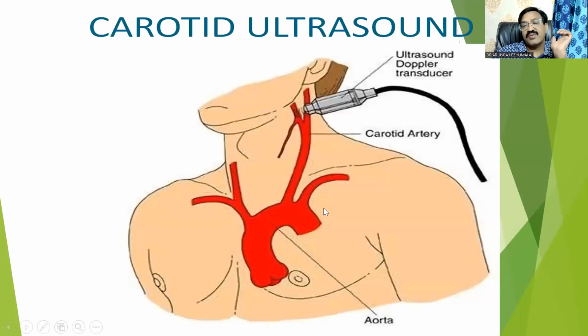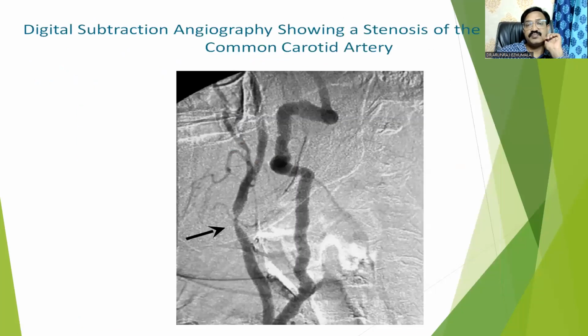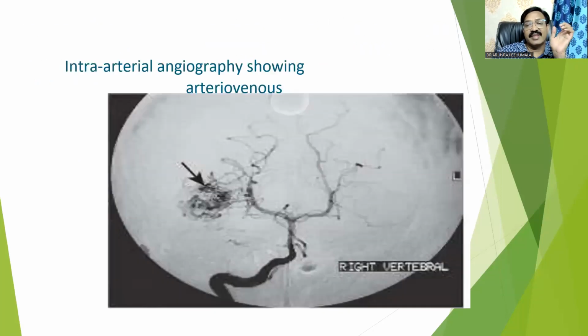Carotid vertebral Doppler is another investigation to find out if there is any occlusion or stenosis. We can diagnose with carotid ultrasound, carotid Doppler, carotid and vertebral Doppler. If there is any stenosis, we can do a stent and so on.